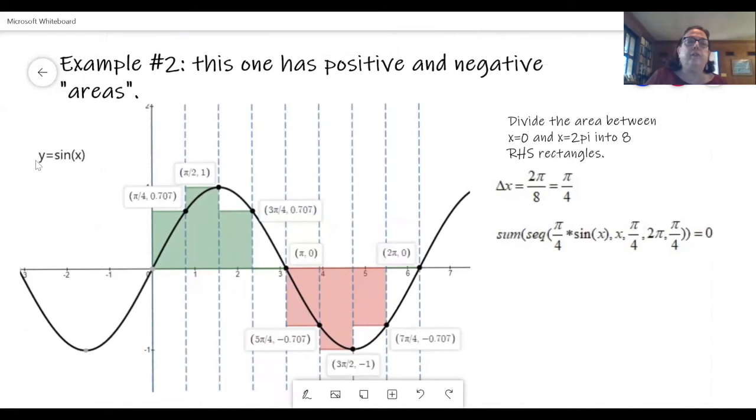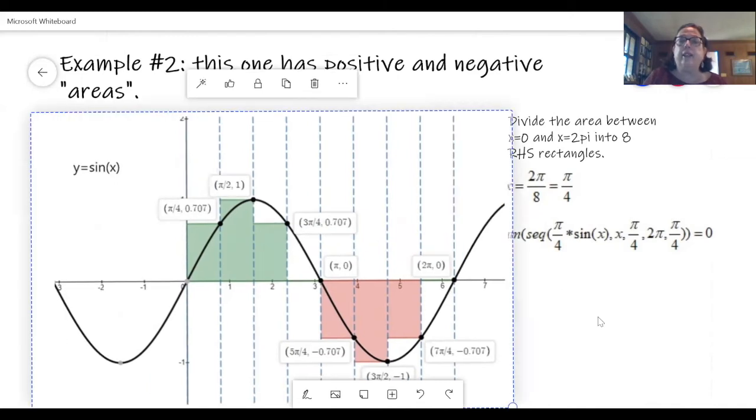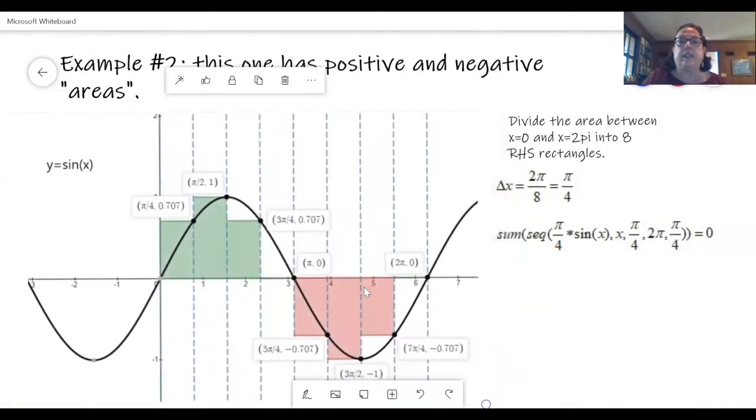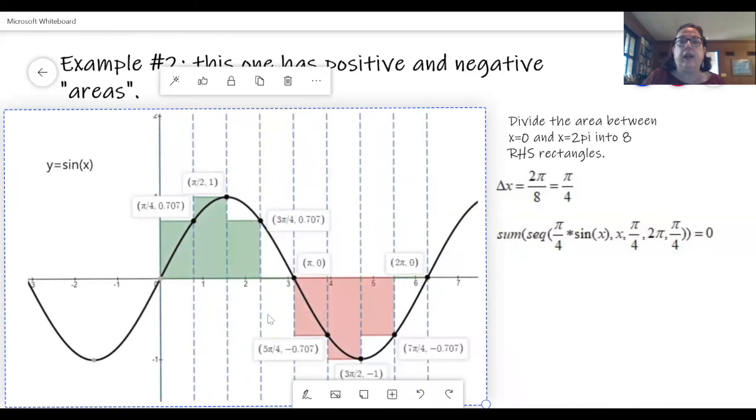Here's a well-known function, the function y equals sine x. Sine x goes up and down and up and down, and it has positive spaces with the x-axis and negative spaces with the x-axis. The green here is positive, the pink here is negative. You can see the positive y values, and you can see the negative y values.